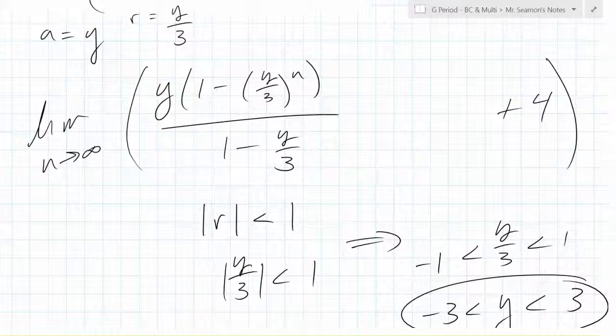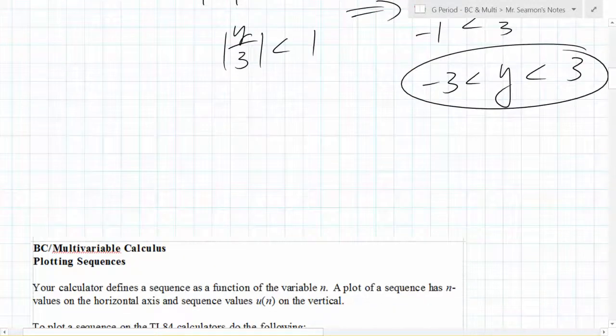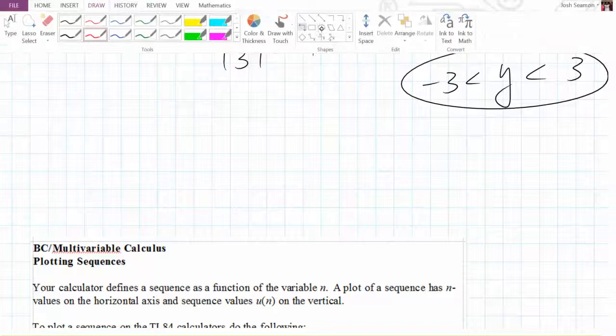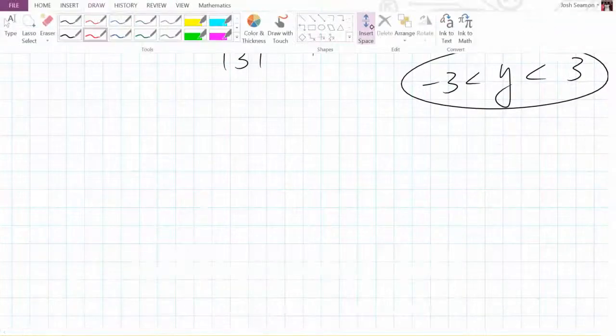But here's the thing: if y over 3 is greater than 1, we know it's going to diverge, and we don't care what the sum is because the sum doesn't exist, right? But if we know it converges, we know that y over 3 is less than 1, right? So raising it to the nth power, what happens to it? 0. Yay! So if it converges, this thing goes to 0, right? So what does that allow us to now do? Simplify. There it is.